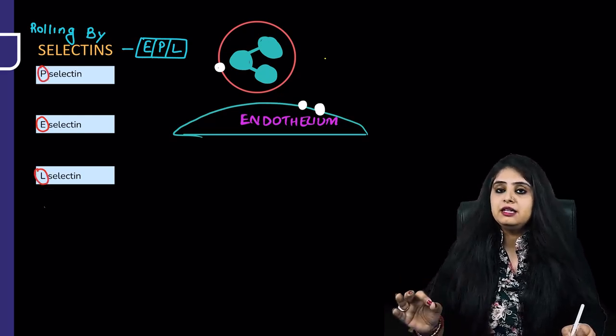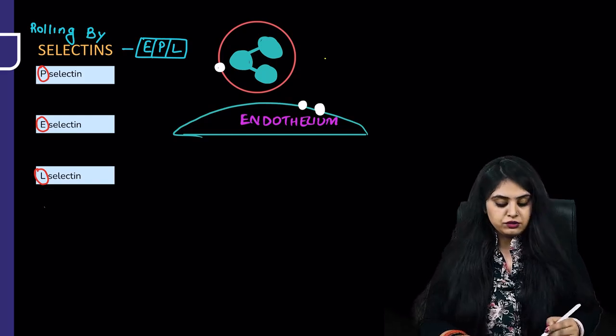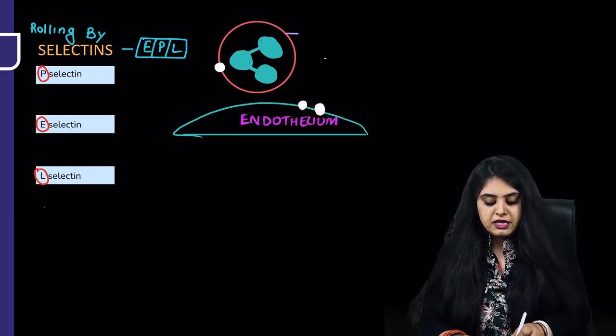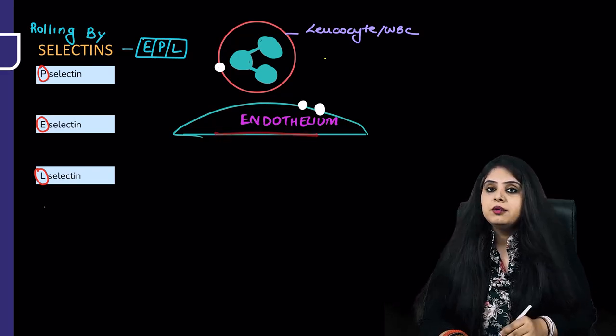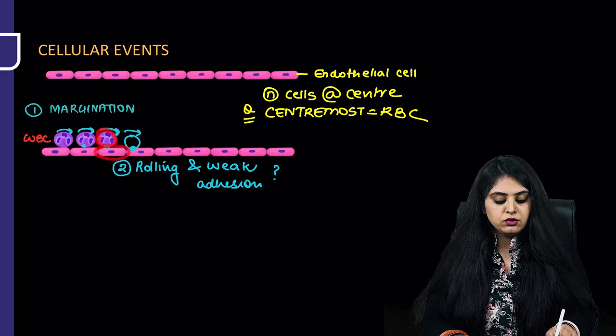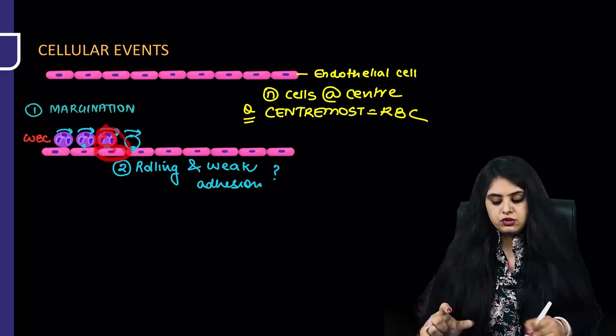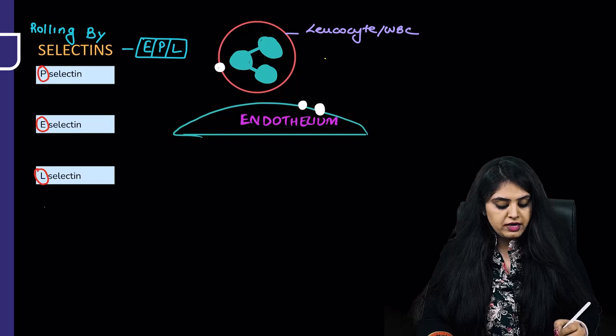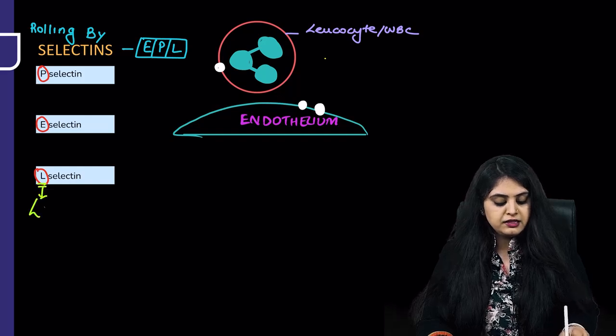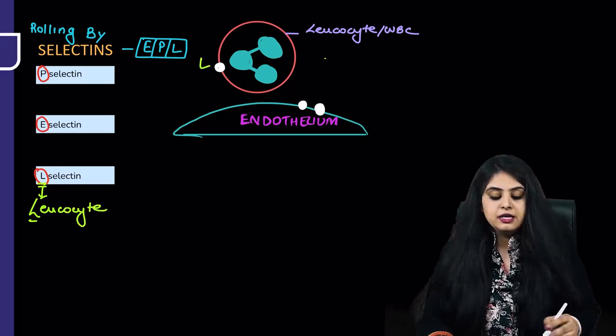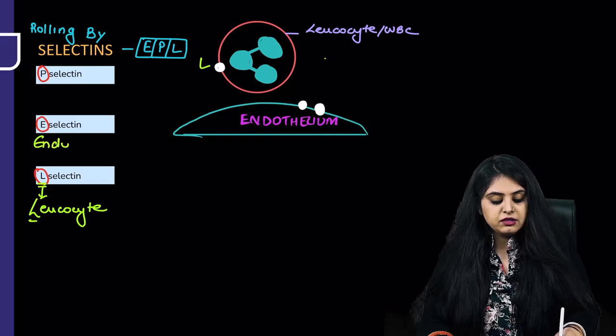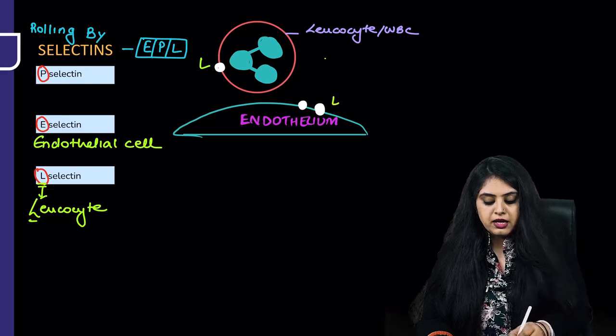So English Premier League. And please note, where are they present? So what have I done? Over here, I have made a leukocyte. A leukocyte, I can also call it a WBC. And over here, I have made an endothelial cell. This is the leukocyte and this is the endothelial cell. So I've just drawn one combination on the next page. Do you know where L-selectin is present? The letter L tells me that L-selectin will be present on the leukocyte. So I mark it over here. Where will E-selectin be present? The letter E tells me that it will be present on the endothelial cell. So I'm going to mark it over here.